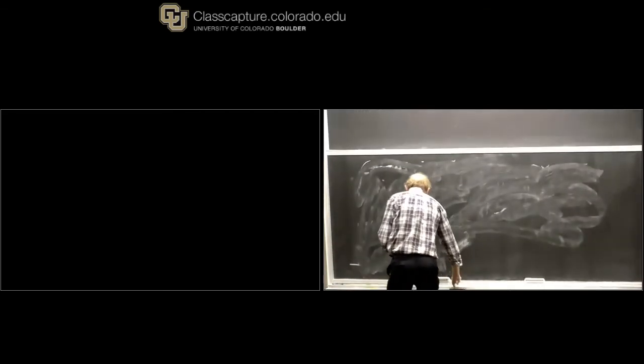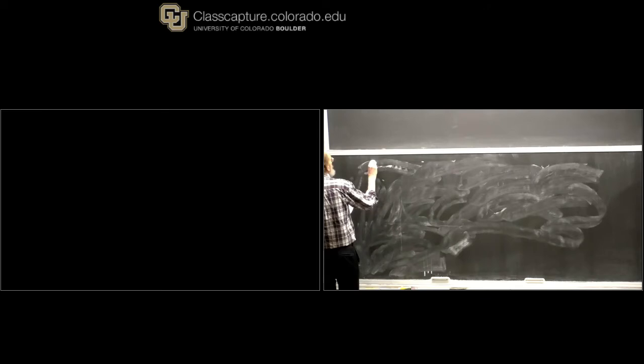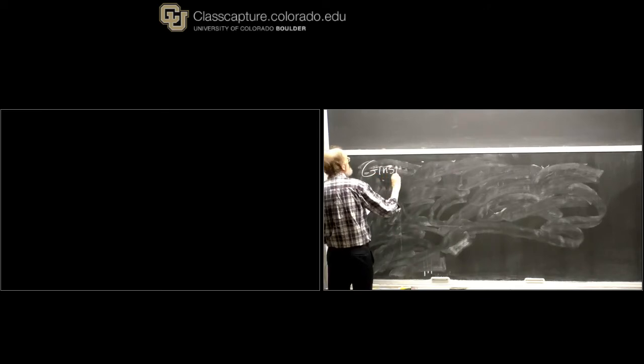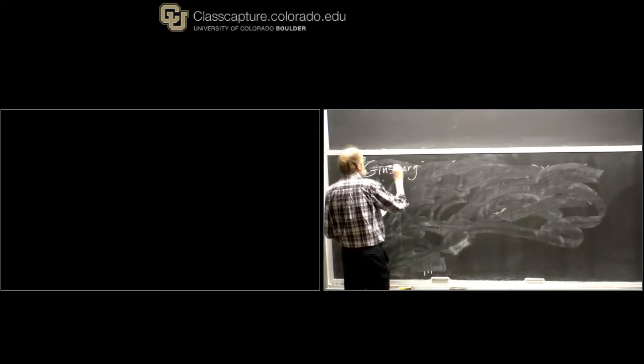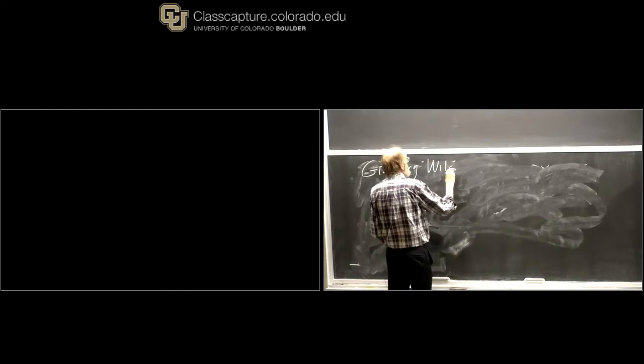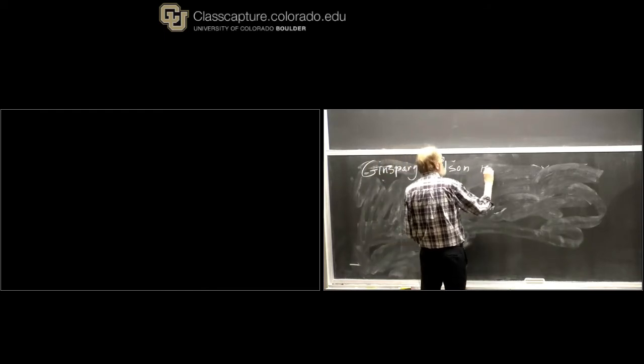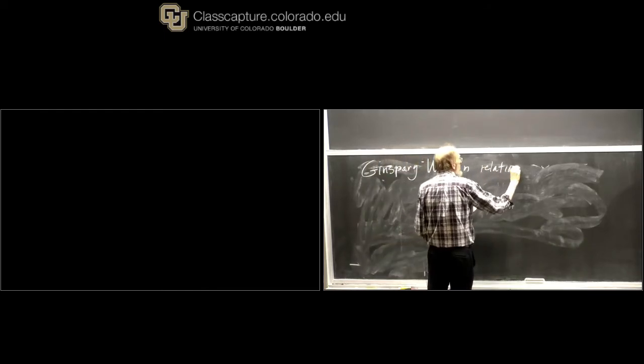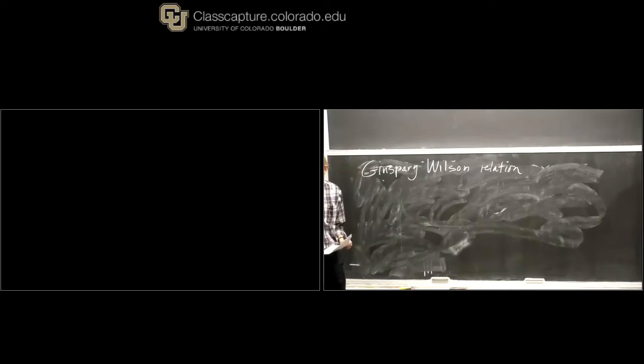There's a magic word. There are two magic words. There is something called the Ginsburg-Wilson relation. And this is the thing I have not found in the topological insulator literature, but I'm not very smart. And a very important rule for theoretical physics: to evade a theorem, change the rules.